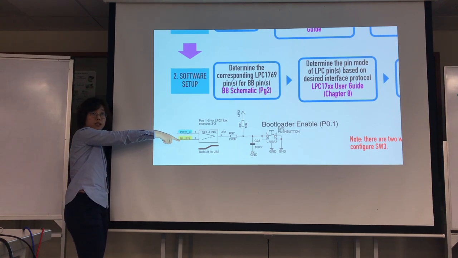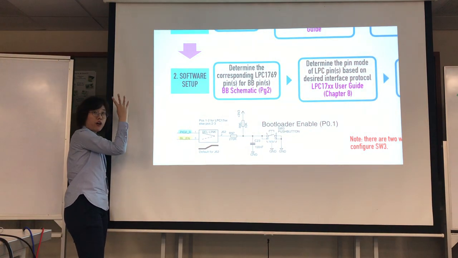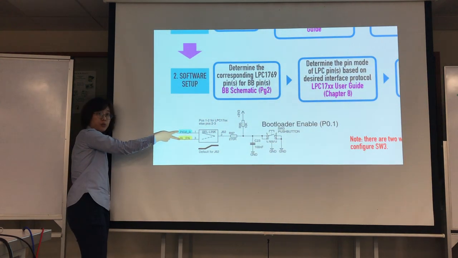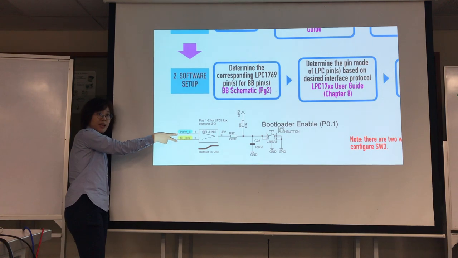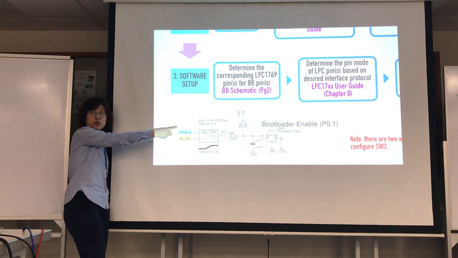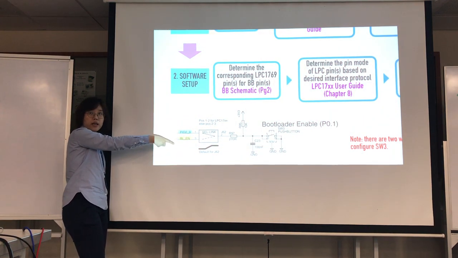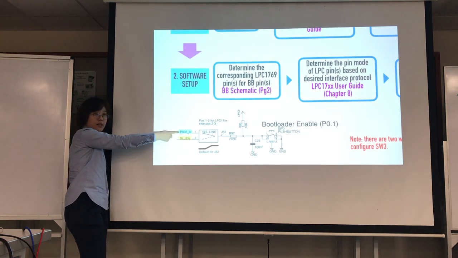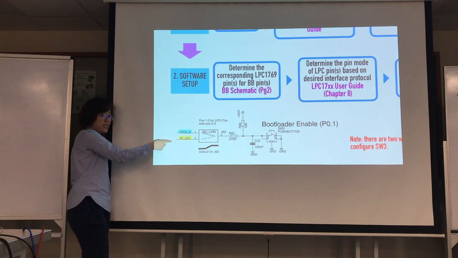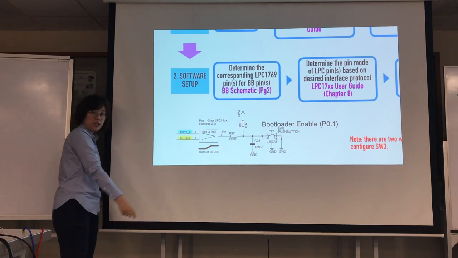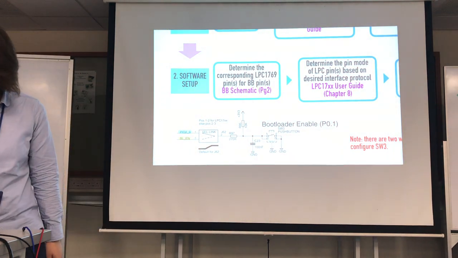There are two possibilities. Unlike SW4, there are two baseboard pins. You can use this one or this one. But remember your choice, because the jumper setting may differ for these two options. If you are using this, program the LPC pin connected to this. If you are using this, there's another LPC pin connected to this. Okay? There are two choices.